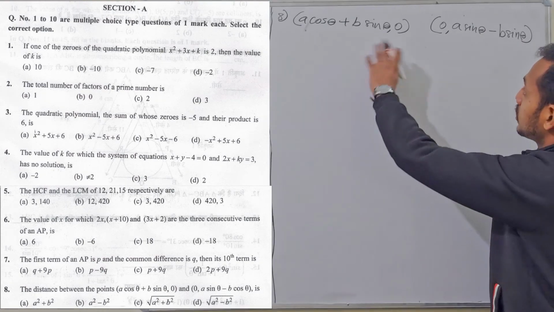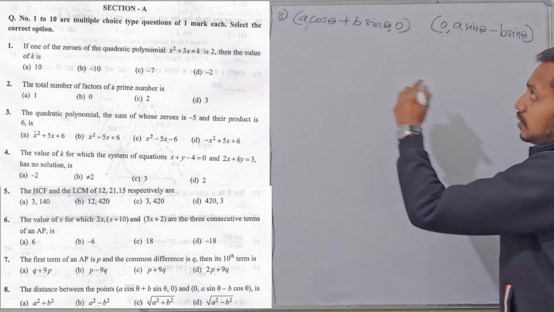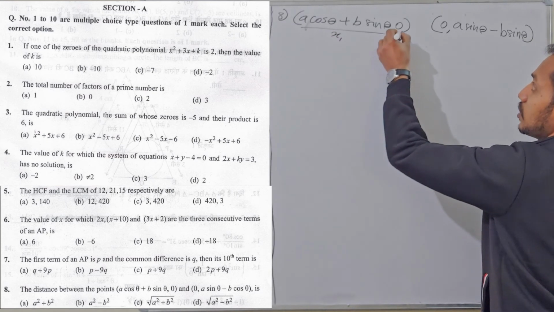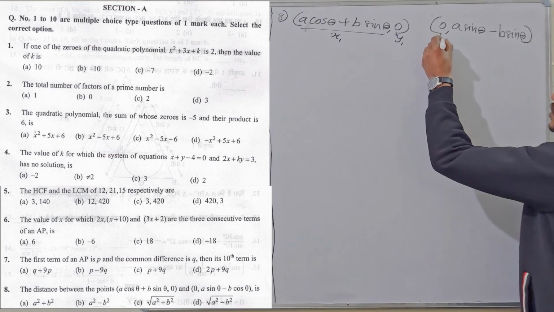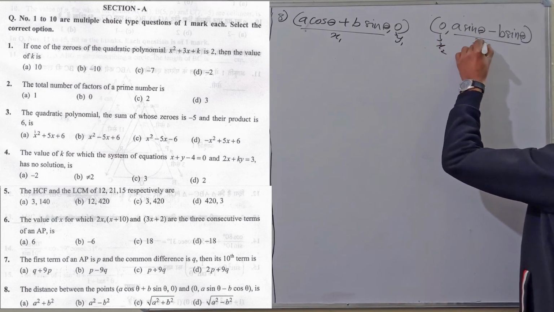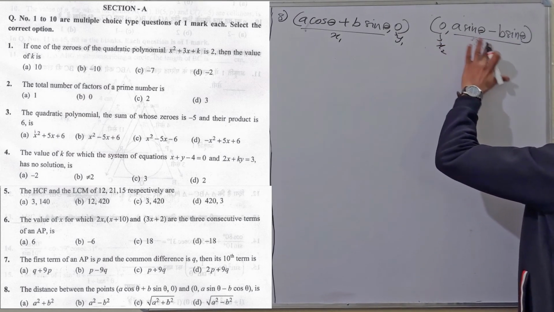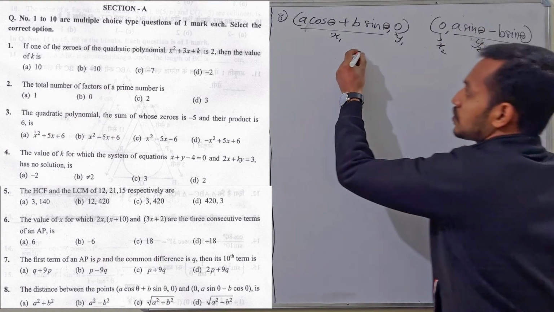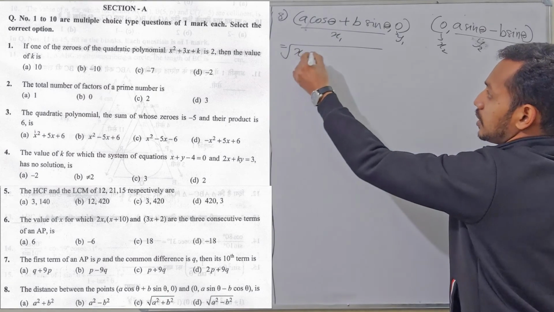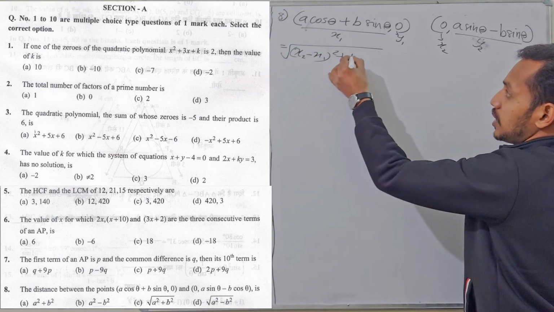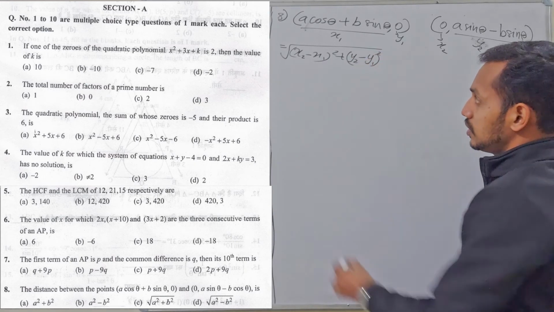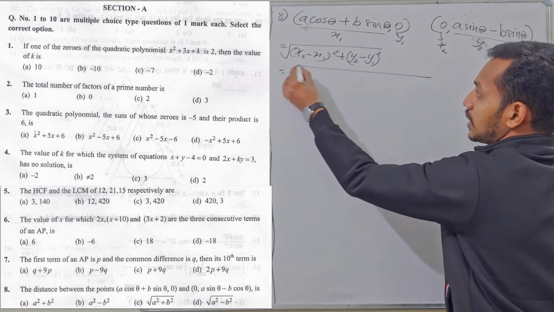We have to find the distance between these 2 points. For that, this one is x1, this one is y1. Okay, 0 here. This is x2 and this is y2. So what is the distance formula we have? Distance between 2 points is equal to the square root of x2 minus x1 whole square plus y2 minus y1 whole square. This is the formula we have learned. So apply it here.